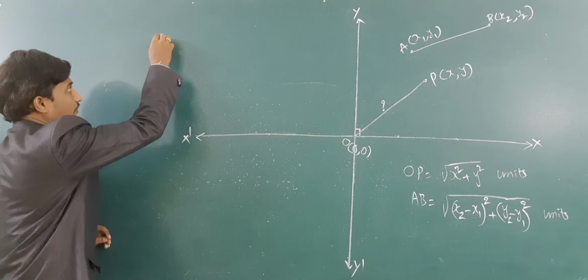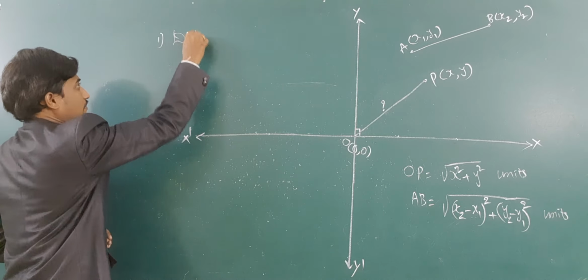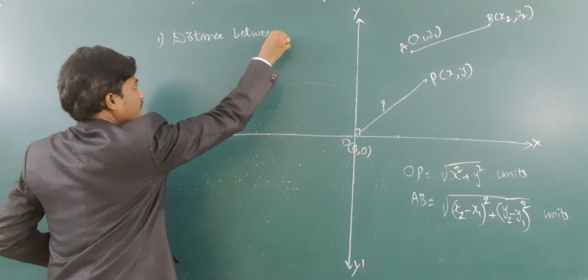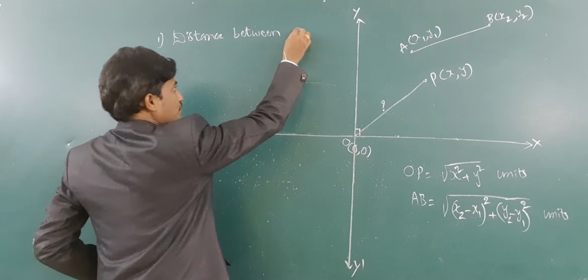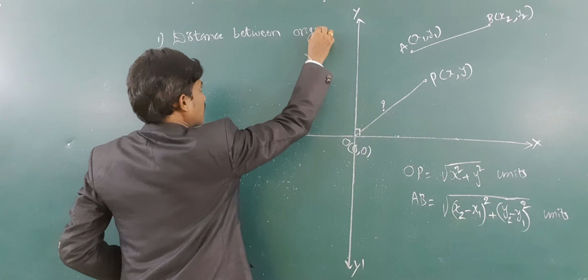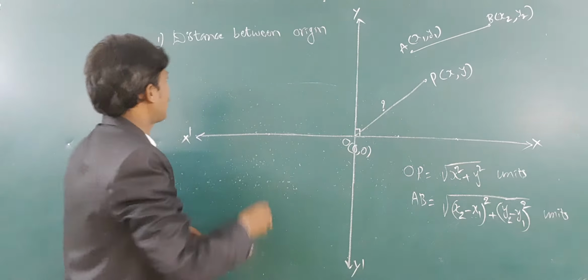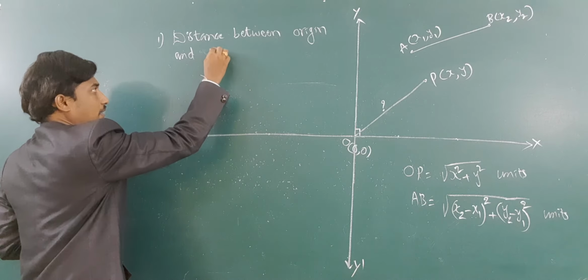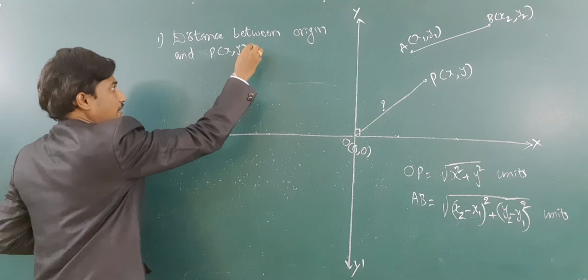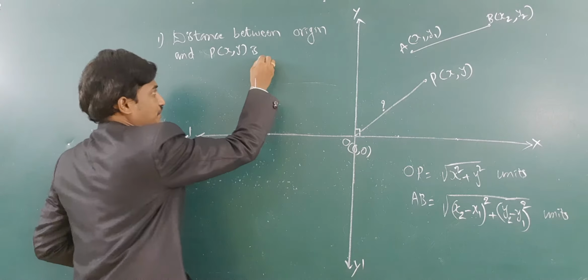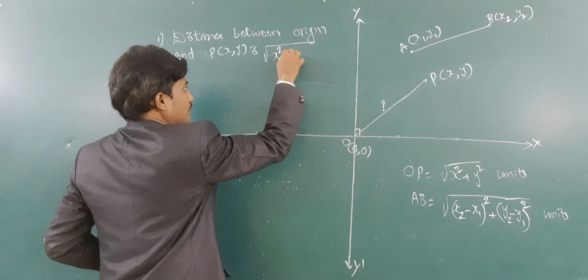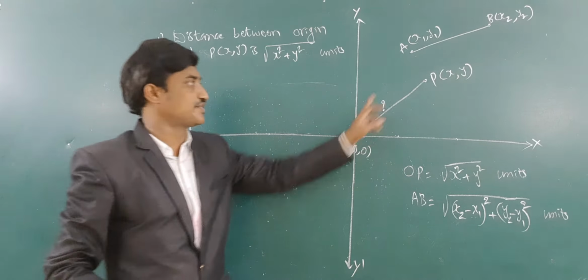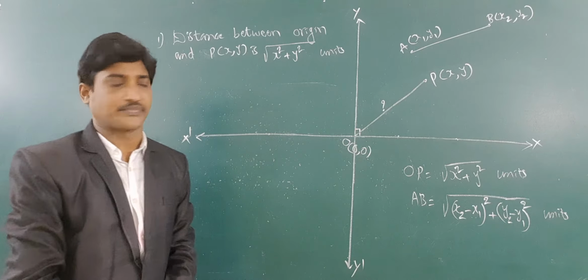The distance between the origin O(0, 0) and P(x, y) is root of x square plus y square units. OP distance is root of x square plus y square units.